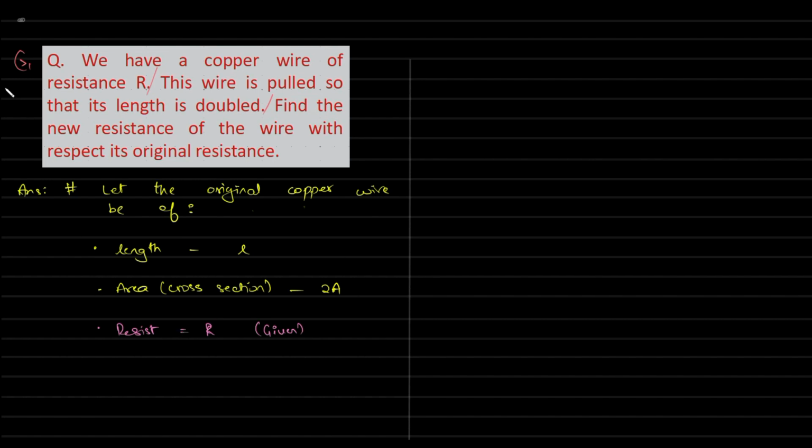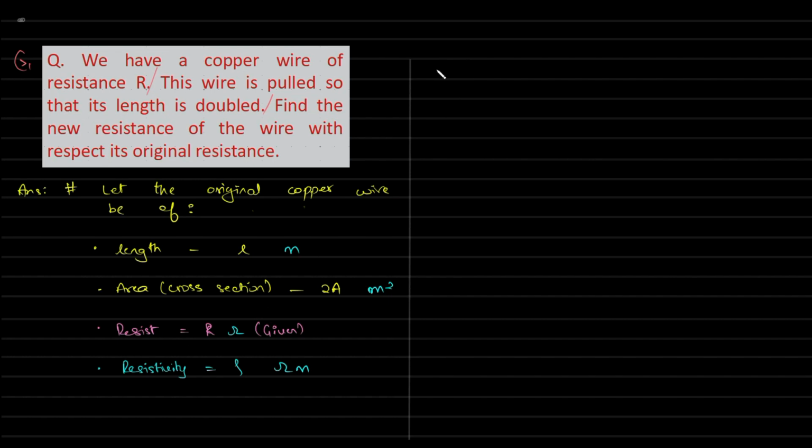Both are of the same wire, so the resistivity is the same. And let resistivity be equal to rho. So this is in meters, this is meter square, this is ohm meter, and this is ohm.